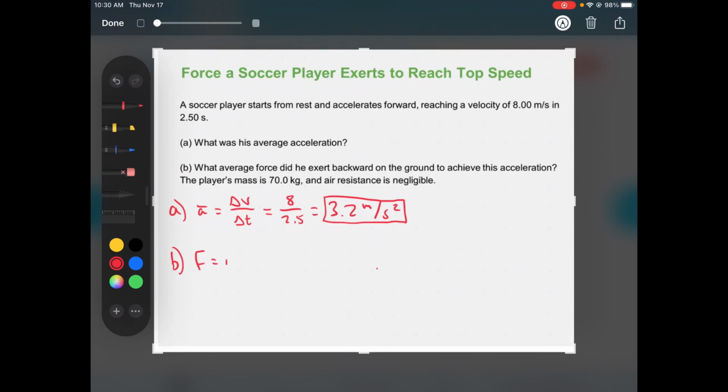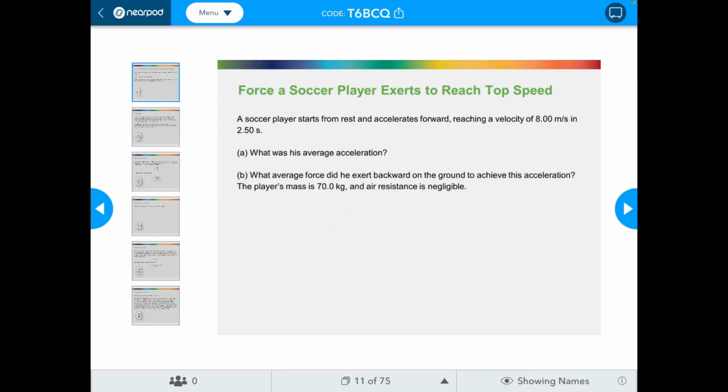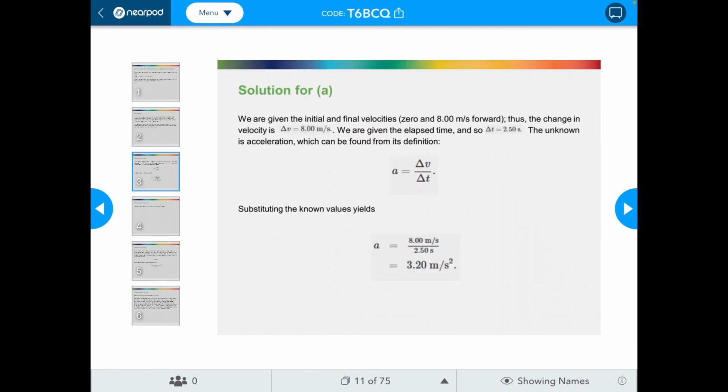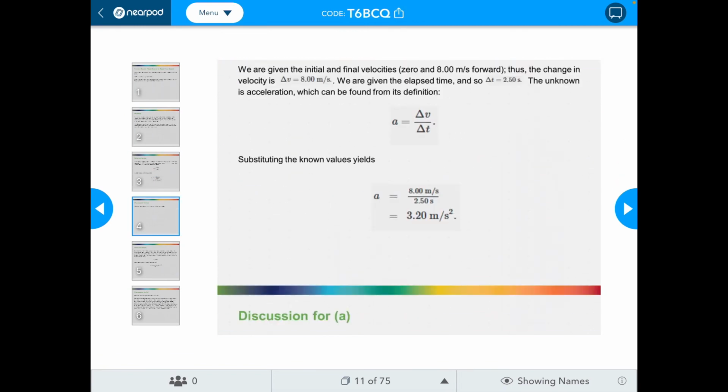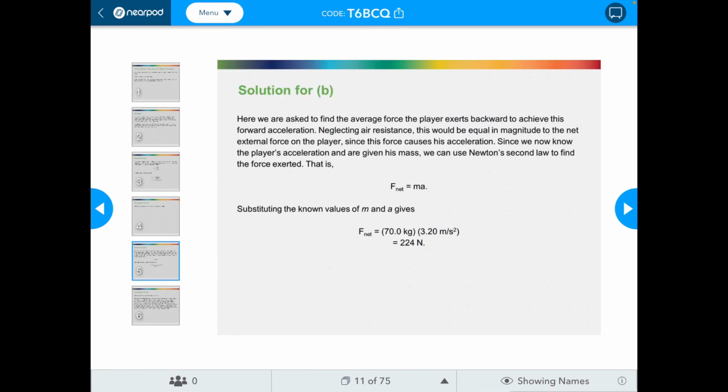So the force is equal to ma, force, Newton's second law. So that's 70 times 3.2. Our force then is 224 newtons. And of course you can see their work here as well. Same process, got 3.2, and then multiply that by the 70 to get 224 as well.